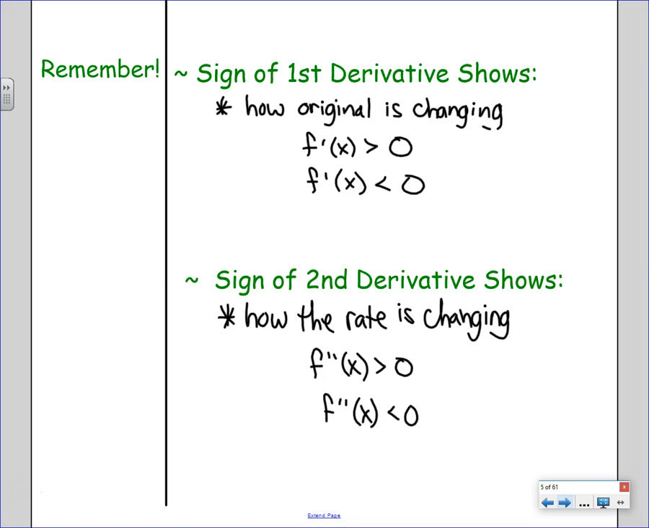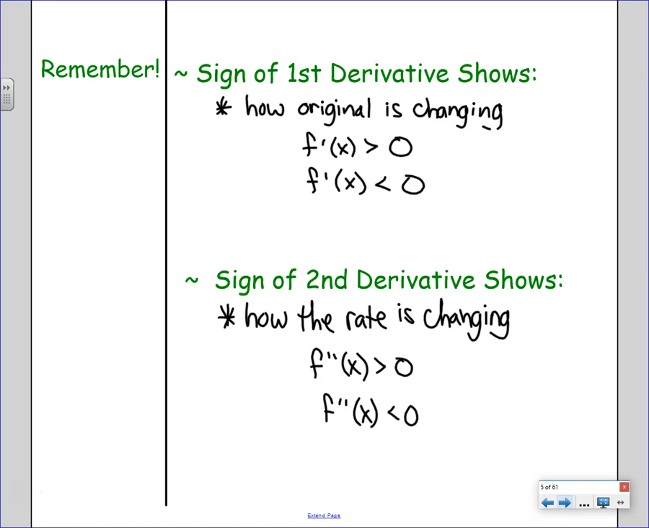I don't know if you guys necessarily need to write this down. This is what I was trying to pull out from the page before, making sure that you know the difference between signs and behavior. The behavior of the original can be seen by the signs of the first derivative, and the behavior of the first derivative can be seen by the signs of the second derivative.